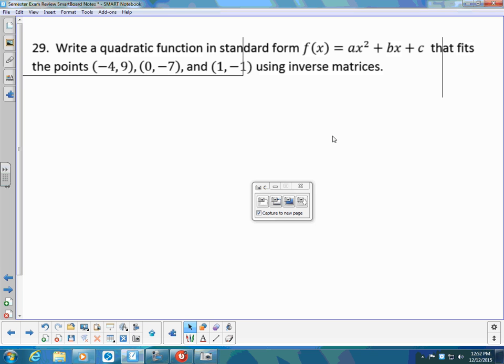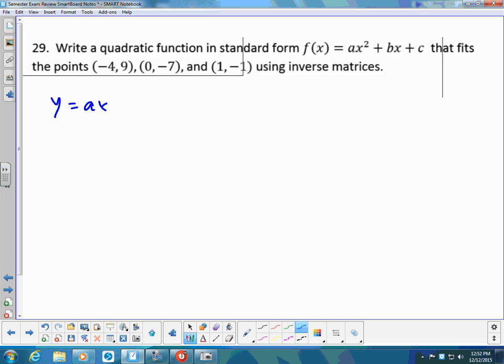All right, that didn't copy really cleanly, but that's okay. You've got the copy there. All right, so we're going to write all of these. We're going to plug them all into this equation, y equals ax squared plus bx plus c. So we're going to plug in negative 4 for x and 9 for y.